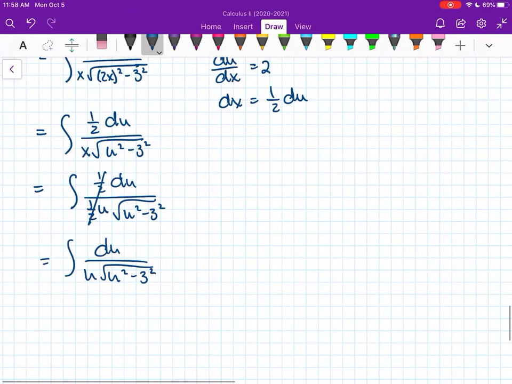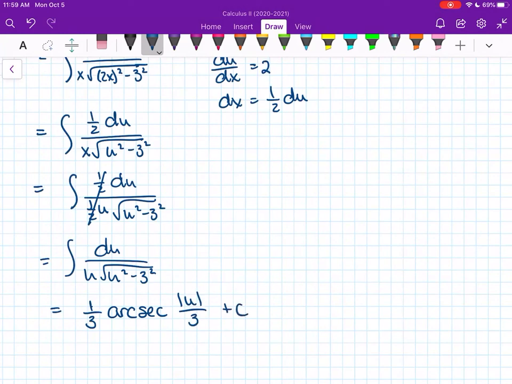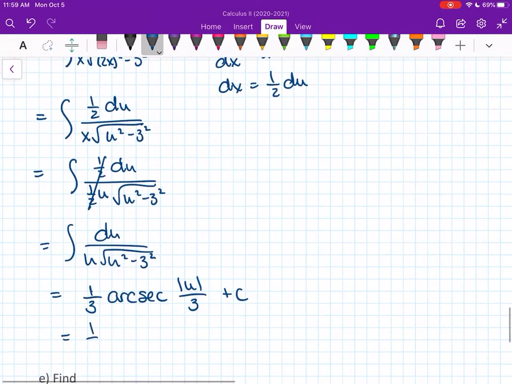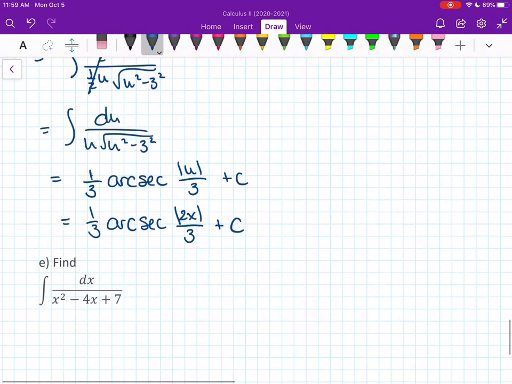If I take the antiderivative using the formula, I'm going to get 1 over a, so 1/3, and then arcsecant of the absolute value of u over 3, plus c. And the absolute value of u is the absolute value of 2x. So my final answer is 1/3 arcsecant of the absolute value of 2x over 3, plus c. Fantastic.